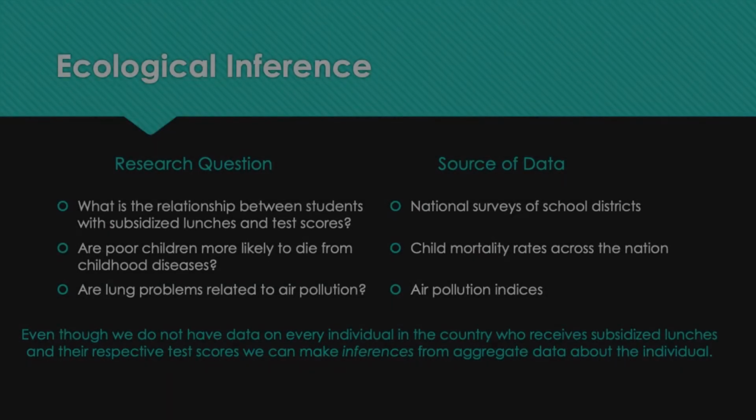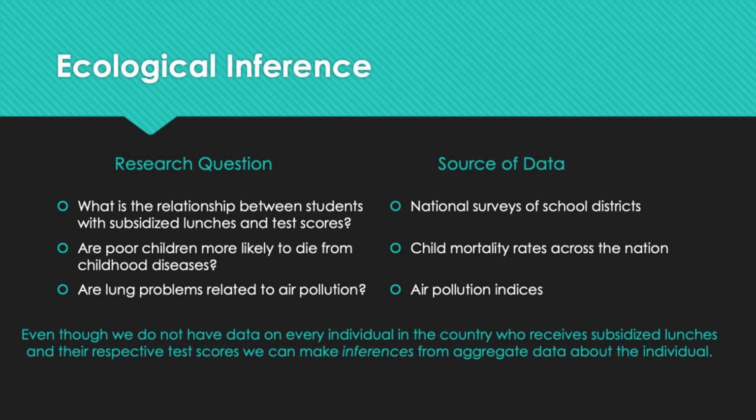So first of all, I just want to highlight how all of us will be engaging in ecological inference, right? We have to rely on data at the aggregate level, like a state or a school district or something, in order to make inferences about the individual. So if our research question wanted to examine the relationship between students with subsidized lunches and whether or not students with subsidized lunches had specific test scores, well, we could easily look at national surveys of school districts and get this data and make inferences about the relationship between the two.